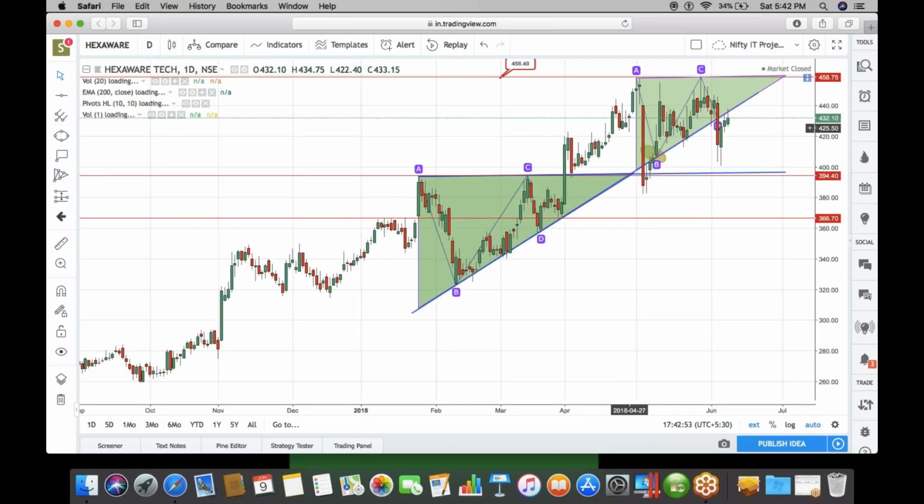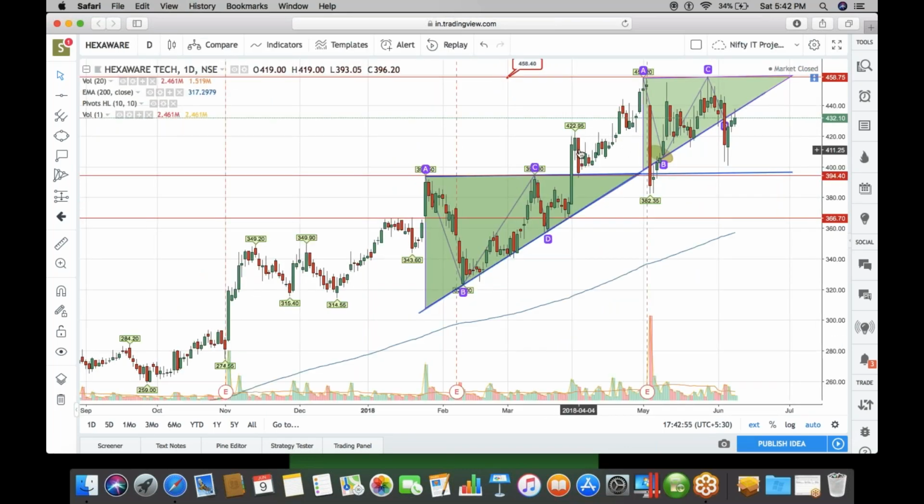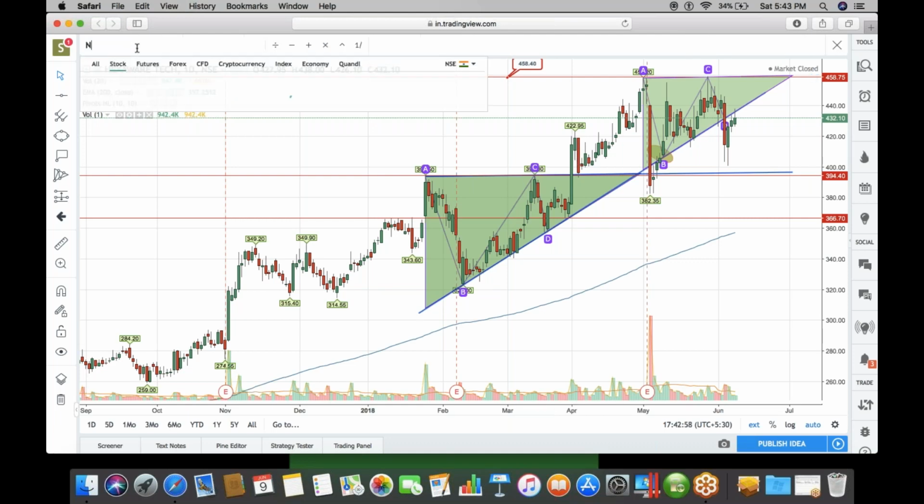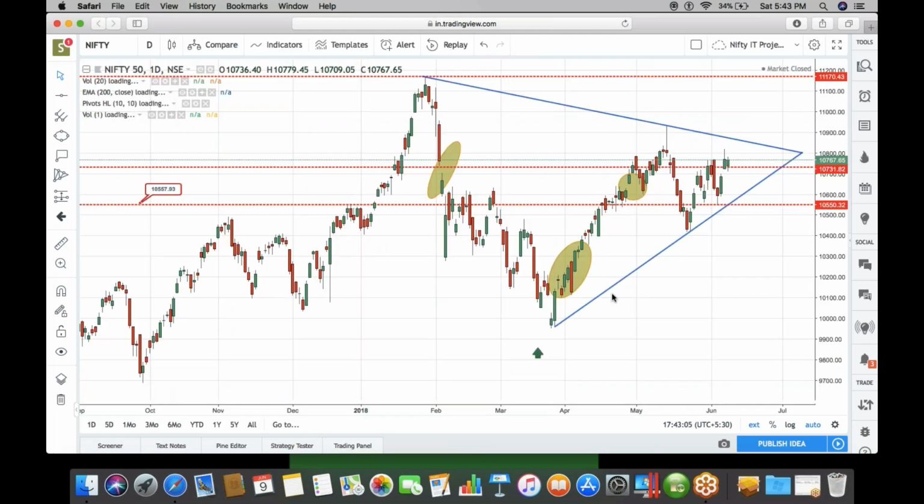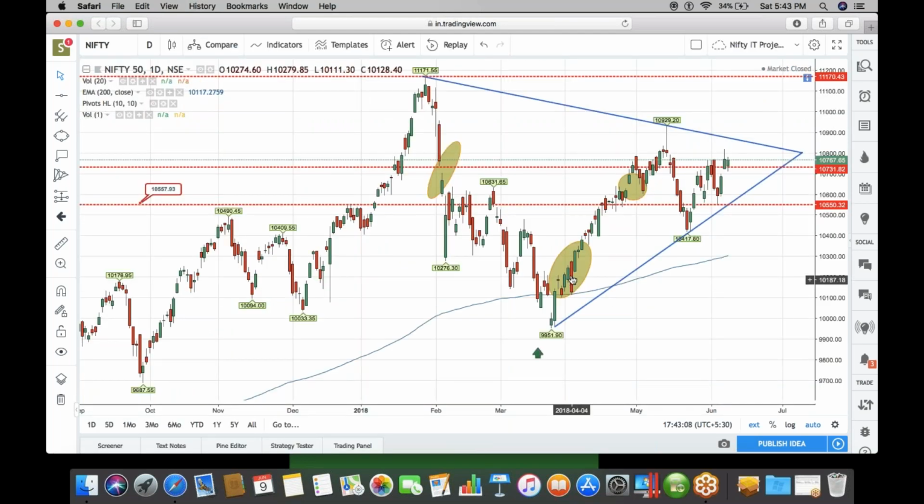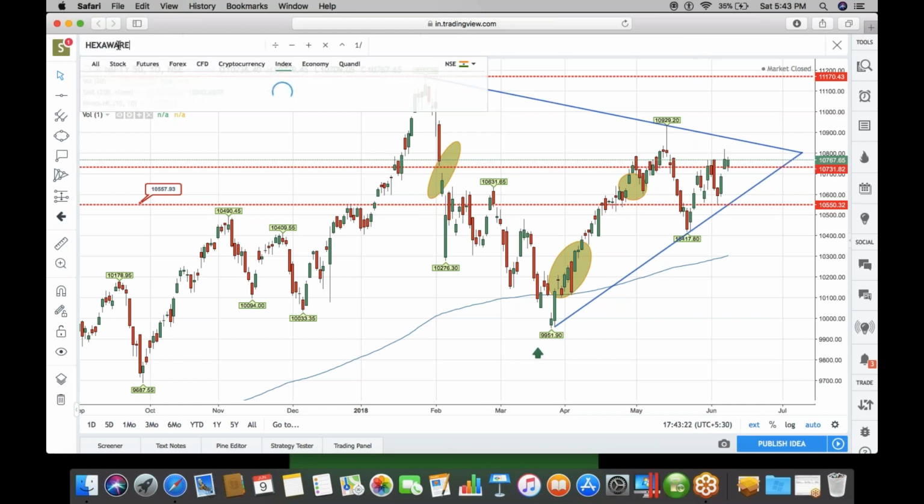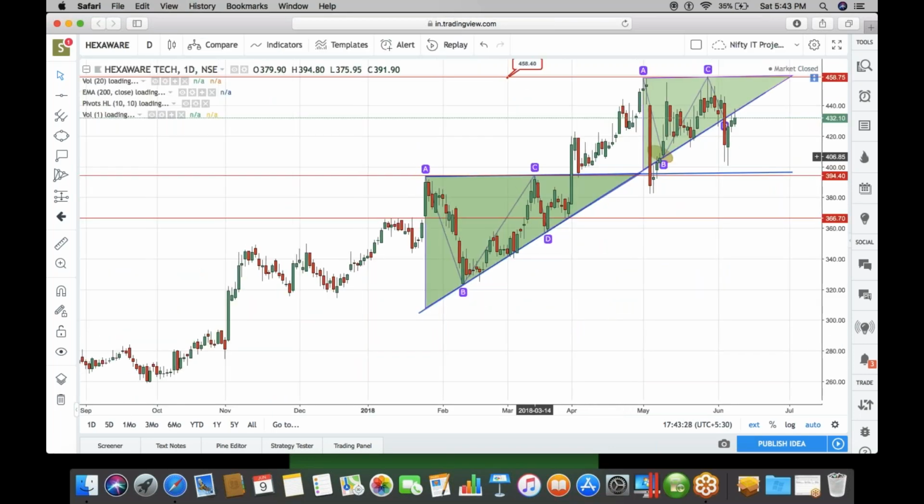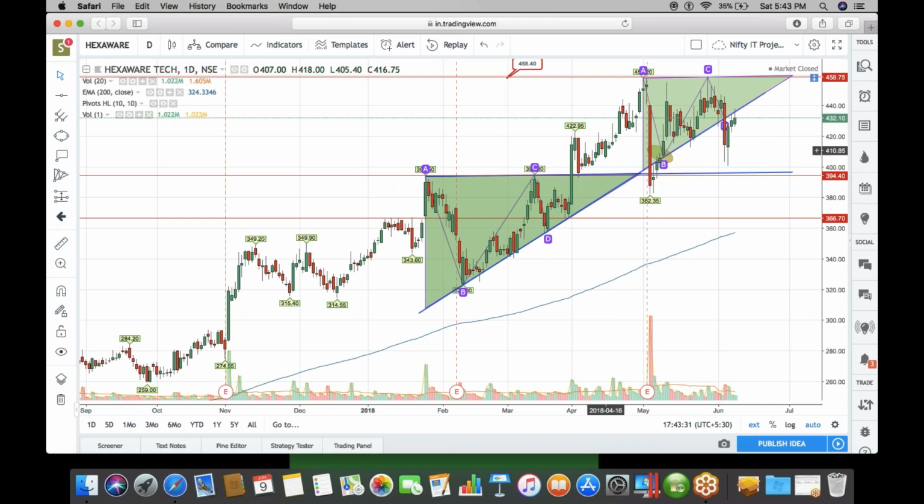Hexaware. See this. This is 2nd of April. Again, this is 4th of April. Now see Nifty on 4th of April. What are you analyzing? Nifty is coming down and our breakout is also failing. Are you getting it? Nifty is coming down and our breakout is also failing. Again, Nifty bounced back, and our breakout also was successful.